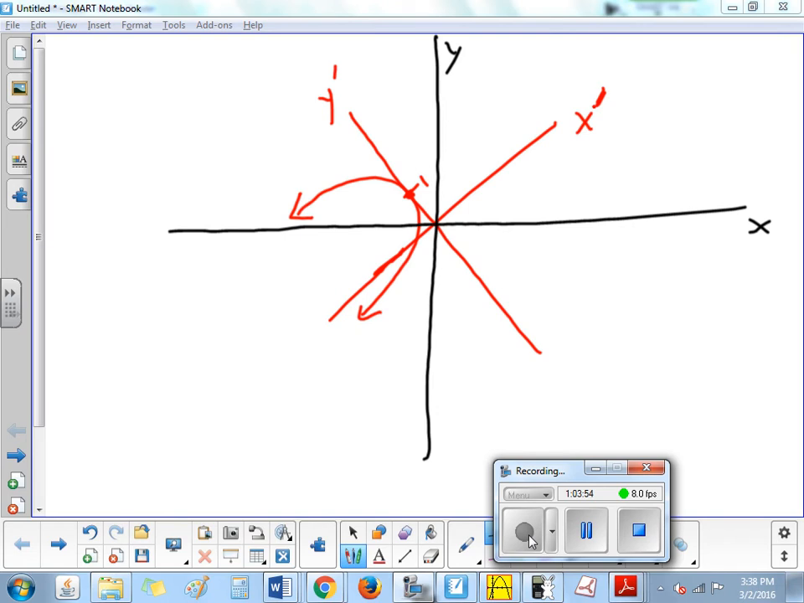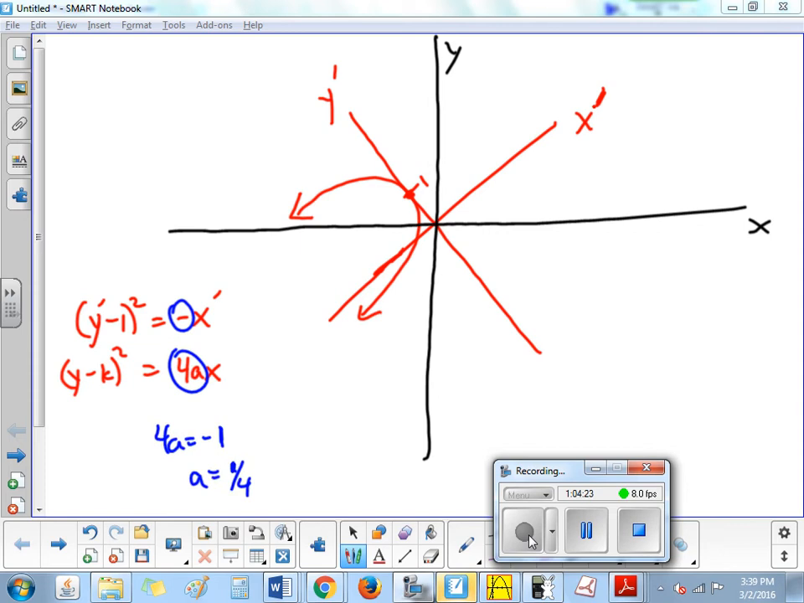Okay, for our last little thing, just for fun, let's find the focus. Okay, so it's actually not very hard. You know that this is the parabola. If you're looking in the red world, it's y prime minus 1 squared equals negative x prime. Okay, so this is of the form y minus k squared equals 4ax. In other words, the 4a is this negative 1 right here. So 4a is negative 1, a is 1/4. If you're thinking of a as just a distance, a is 1/4.